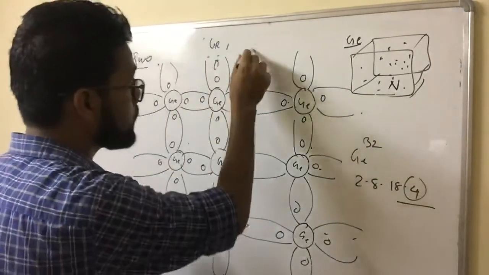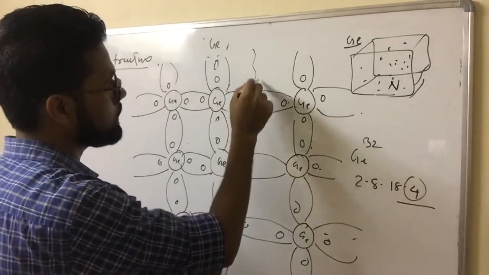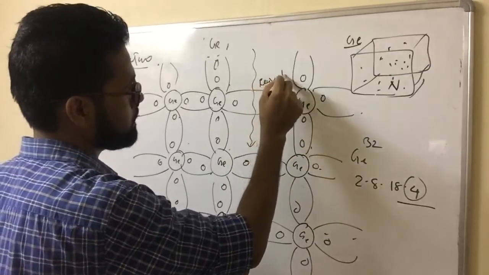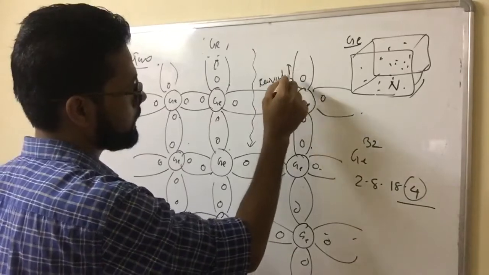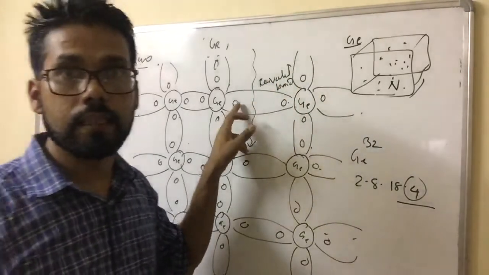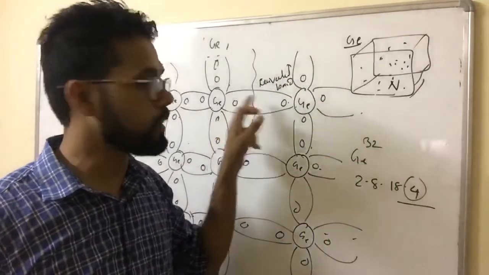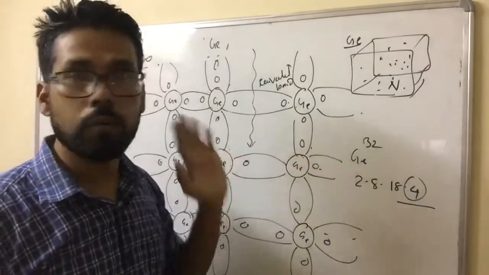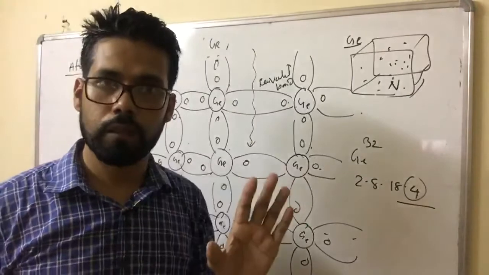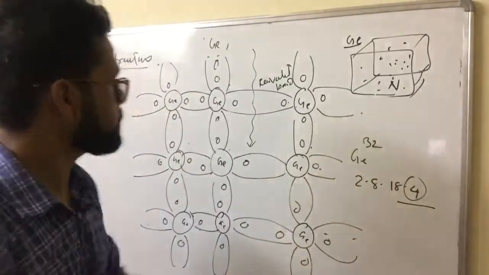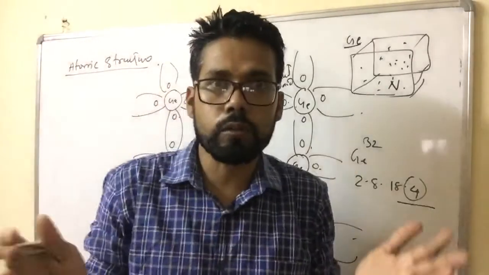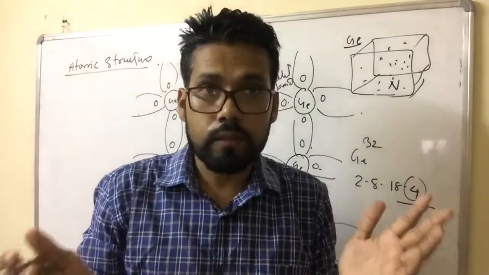So this bond is known as a covalent bond. This sharing bond: one electron is shared by this germanium, one electron is shared by this germanium. That is why it is represented like this. This is called a covalent bond. In a semiconductor, only covalent bonds are there. Clear? Now you can understand what the hole concept is and what the electron concept is.